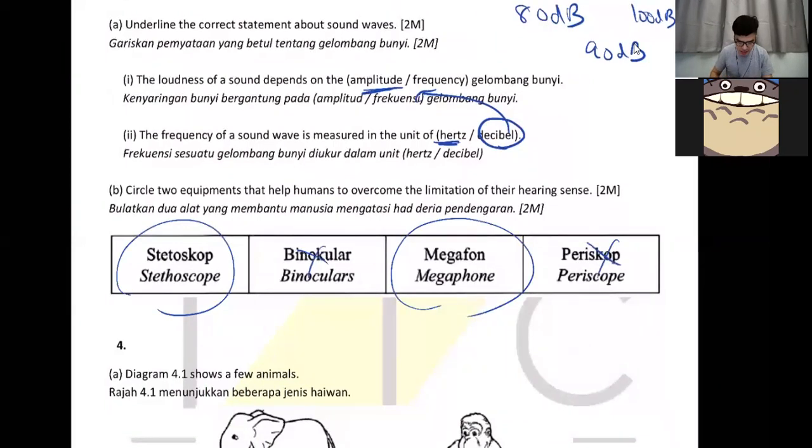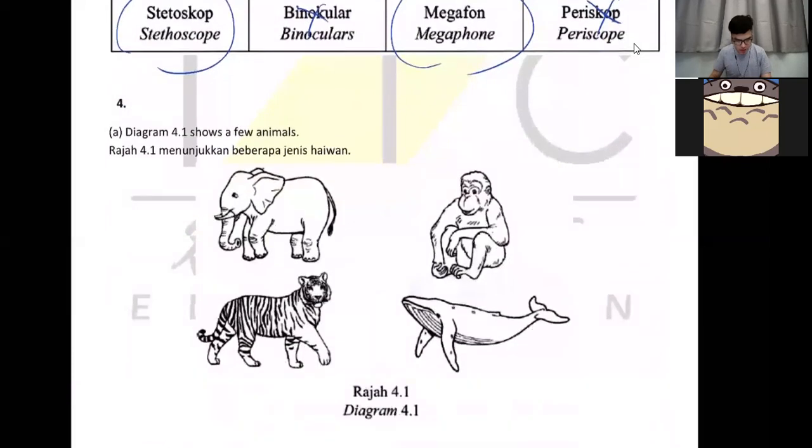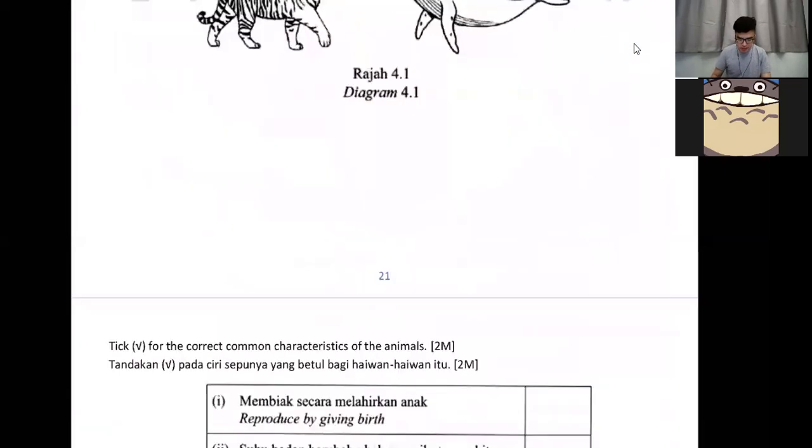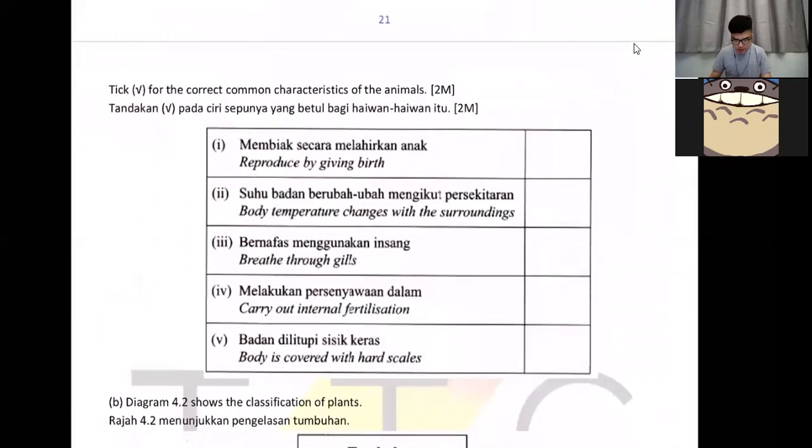All right, next. Number 4, these are few animals. All I can see is that they are all mammals. Okay. Yeah, they're all mammals. So tick the correct common characteristic of the animals. Okay, so what are the common characteristics of mammals? They reproduce by giving birth, yes. Lahirkan anak. Besides platypus lah. Okay, platypus is the only one that lays eggs. They are the only mammal that lays eggs.